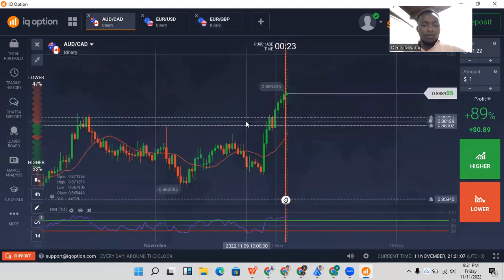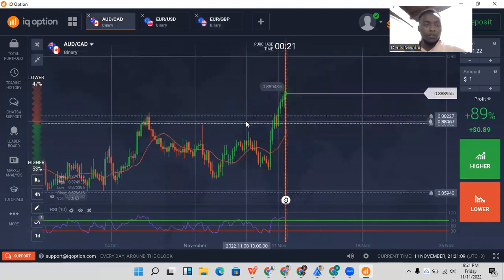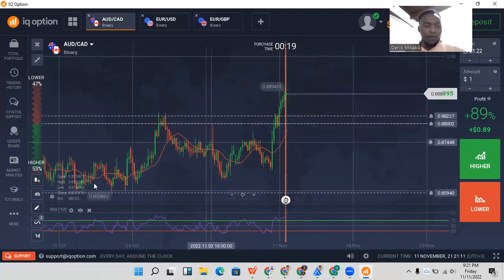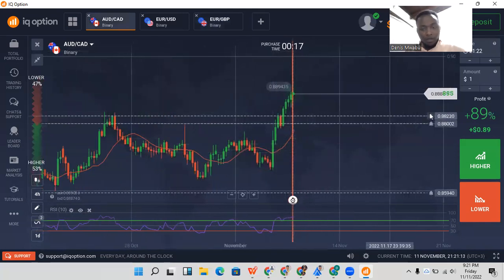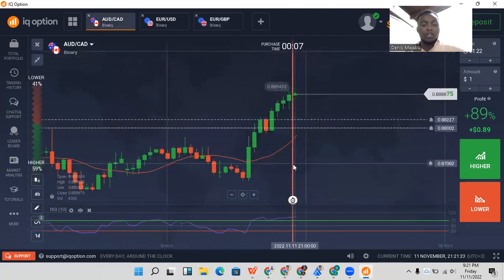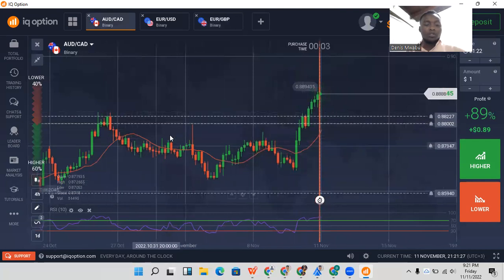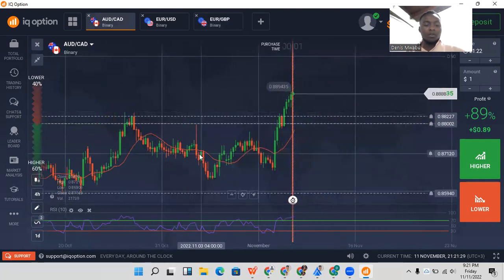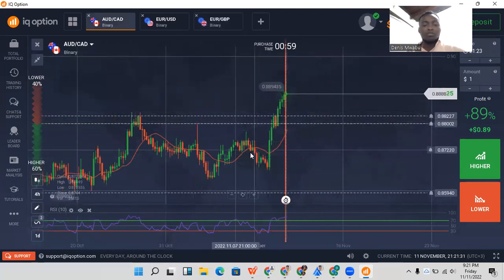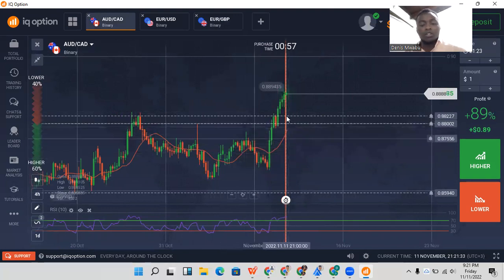So what's happening here with AUD CAD, this is the 4 hours time frame. You can see these are some of the notifications that I've put to say when the price reaches here, please notify me so that I can get into my trades. So what you want to look at here is this was a consolidation period, okay? The price was consolidating. It was not deciding if it was going down or going up.